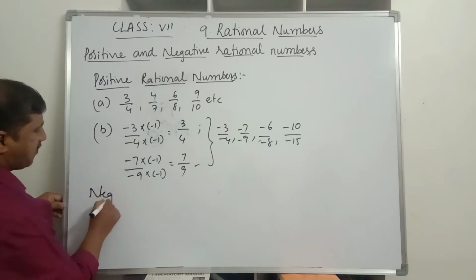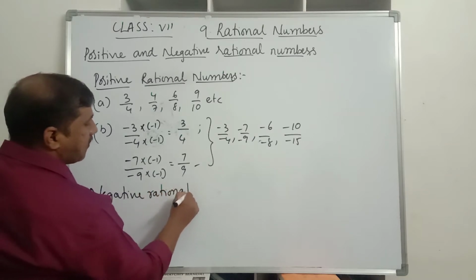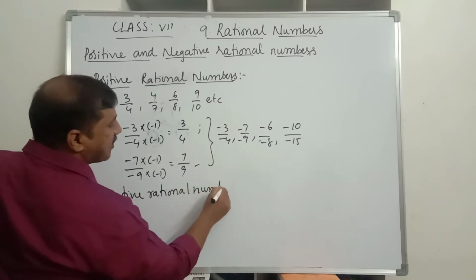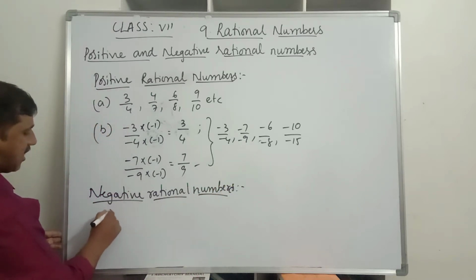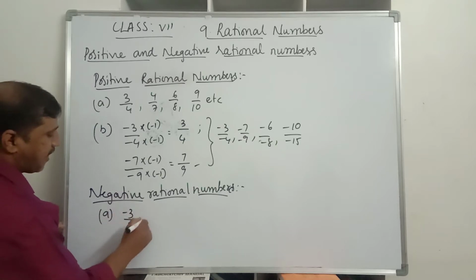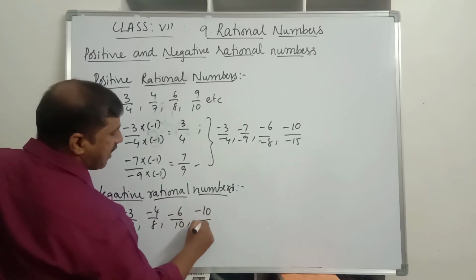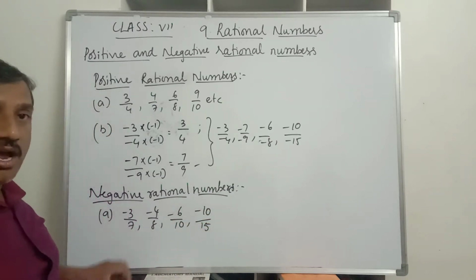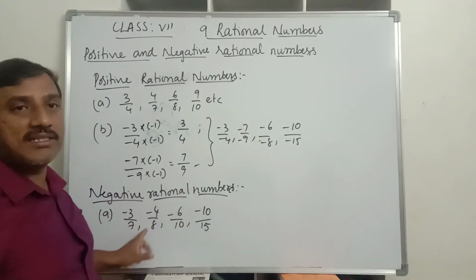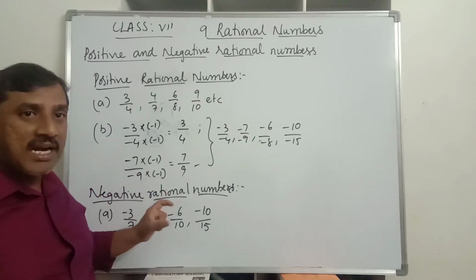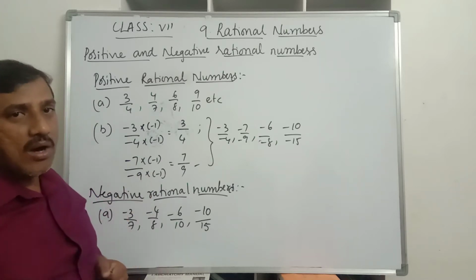Negative rational numbers. What are negative rational numbers? You see here minus 3 by 7, minus 4 by 8, minus 6 by 10, minus 10 divided by 15. In these, the numerator is a negative integer. These kinds of rational numbers are known as negative rational numbers. When the numerator of a rational number is negative, such rational numbers are known as negative rational numbers.